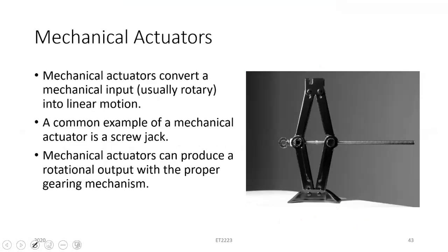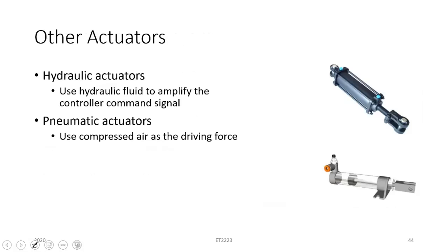We can have mechanical actuators like, say, screw jacks. Again, they convert mechanical energy into another directional mechanical energy and so on, so they can also be categorized as mechanical actuators. Then we have hydraulic or pneumatic actuators, using hydraulic fluids or compressed air. Again, if they lead to movements, they can be categorized as actuators.